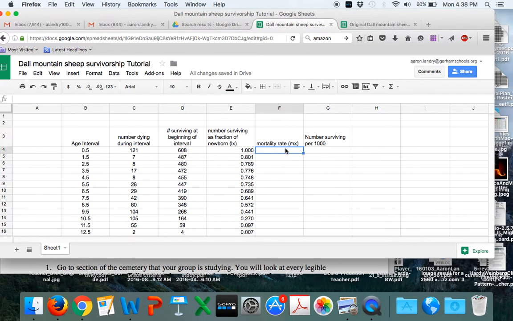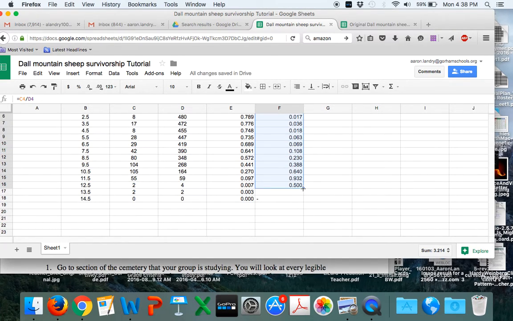And we get mortality rate, the number dying during the interval, as a fraction of the number surviving. So it's going to equal this divided by this one. And then we can slide this all the way down, and we will continue going here. Now, they're all down here, so there's no more in this interval. So there's a number divided by 0. That's an error. So we're just going to clear that right there.